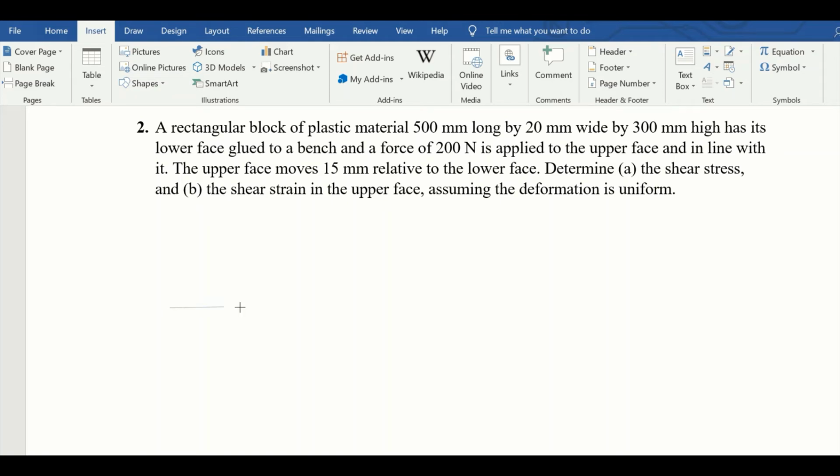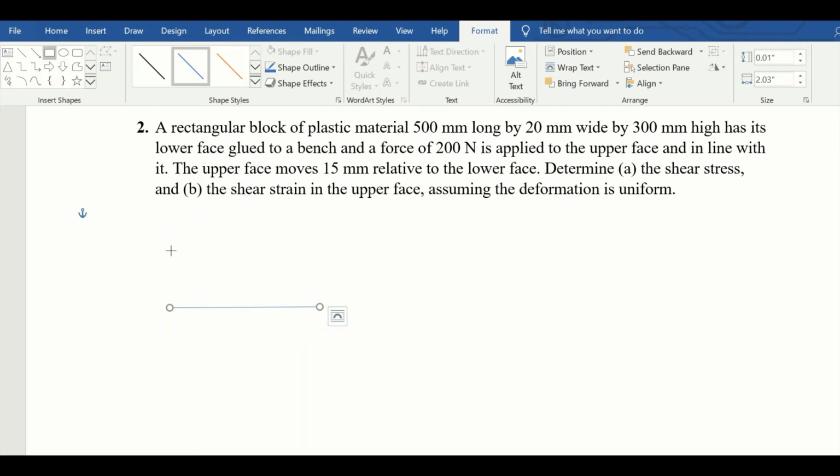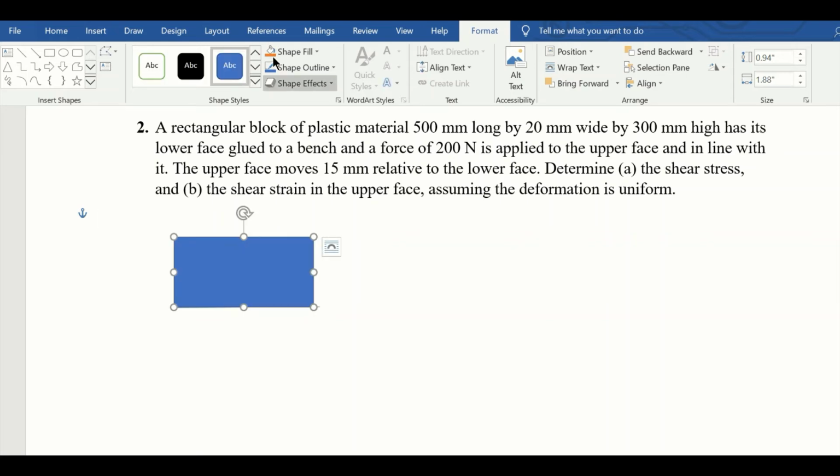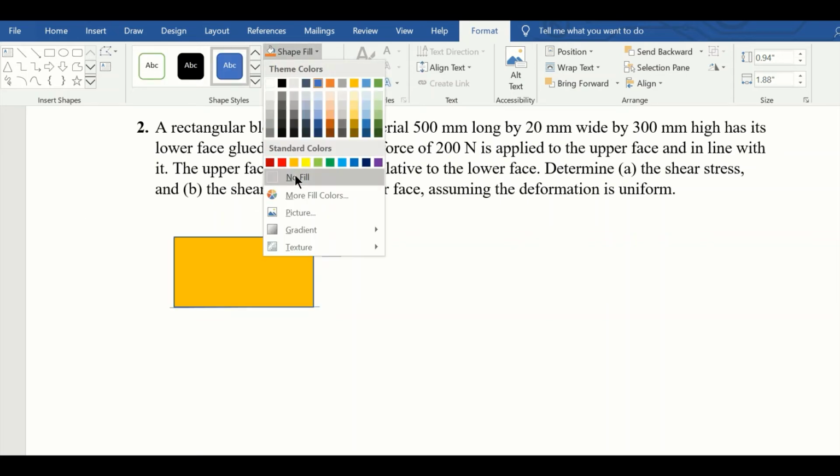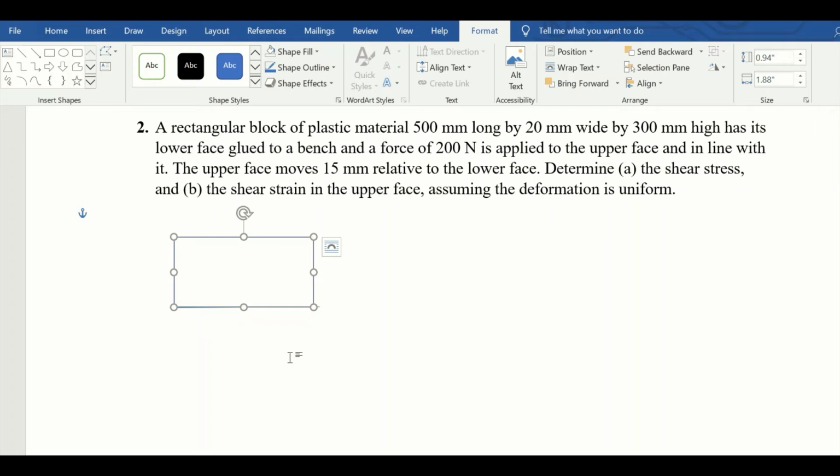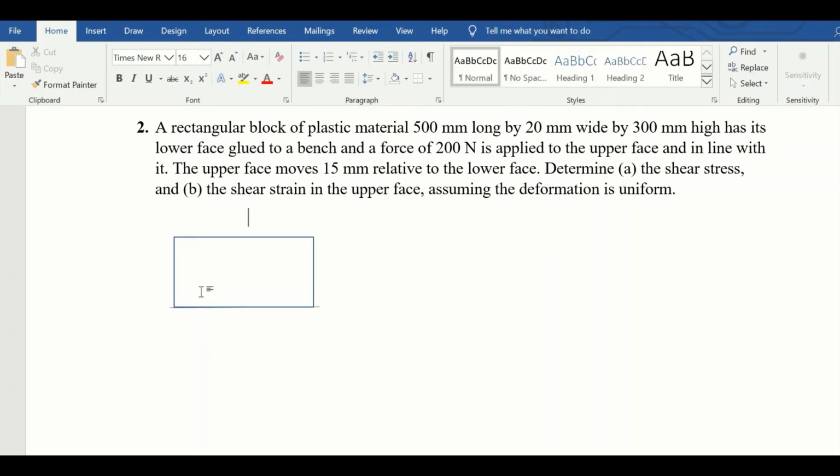So let's assume that here is the bench. All right. Okay, so here is the rectangular material which is on the bench. Now, we are told that the length of the material is 500, the width is 20, and the height is 300. Now it says, note that the lower face is glued to the bench, so it's fixed.